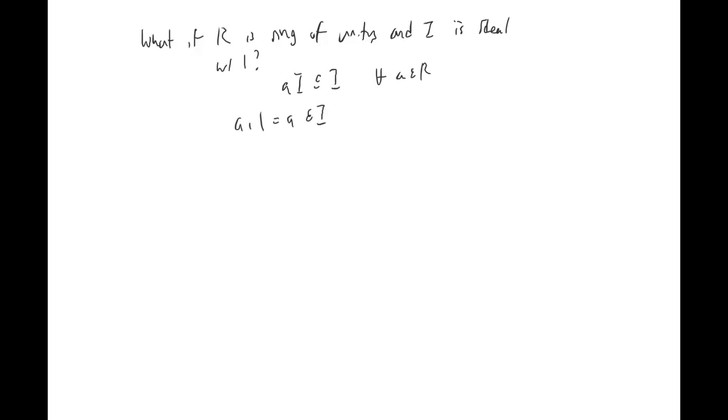Because it's a magnet, right? If 1 is in there, and this is for all A in R, that means every element in my ring has to be in my ideal. So you see, in this case, I is just R. So this is called one of the trivial ideals.